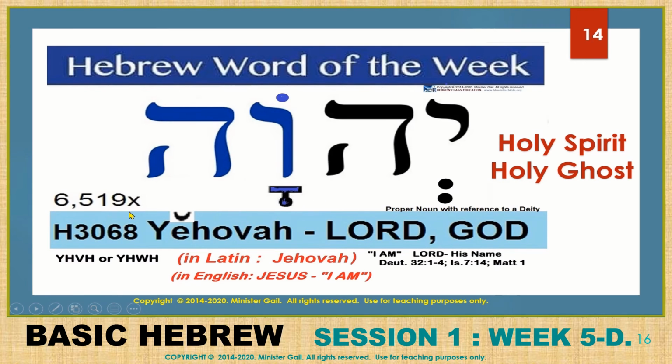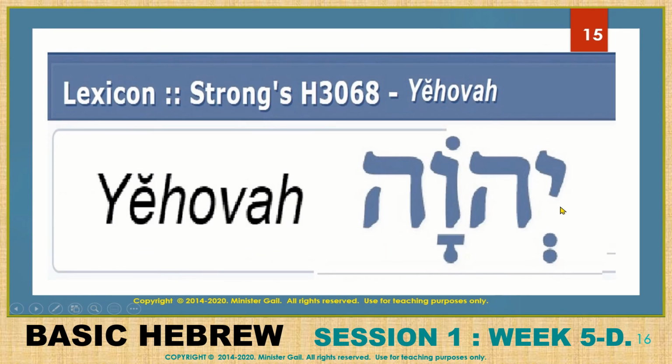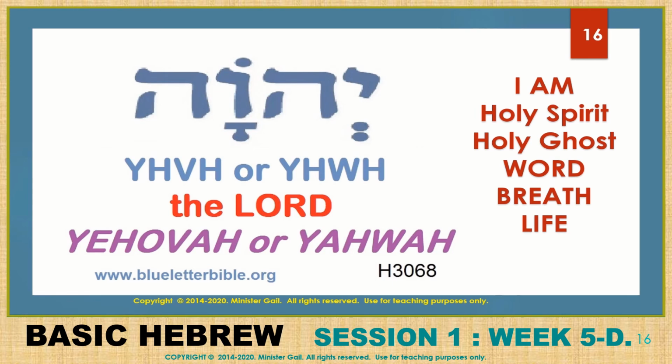That's in there 6,519 times. It is the proper noun for reference to a deity. This is important to note that when you look in the Strong's Concordance, and I'll show you later why. So it's H3068 in the Strong's Concordance. Yehovah. I am the Holy Spirit, the Holy Ghost, the Word, Breath, and Life.